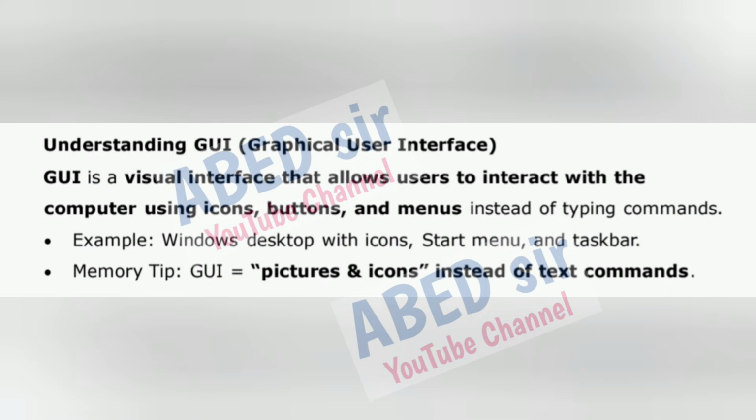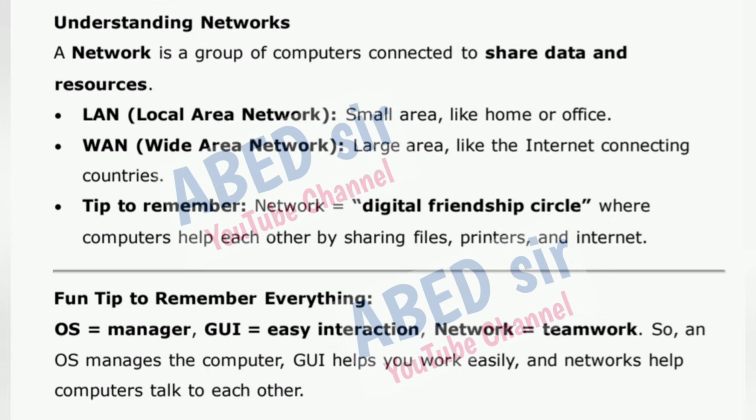Understanding GUI, graphical user interface. GUI is a visual interface that allows users to interact with the computer using icons, buttons, and menus instead of typing commands. Example, Windows desktop with icons, start menu, and taskbar. Memory tip: GUI is equal to pictures and icons instead of text commands.